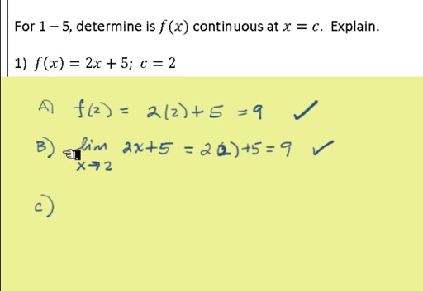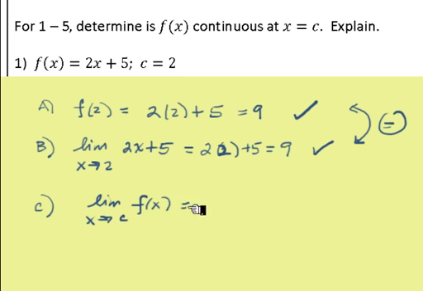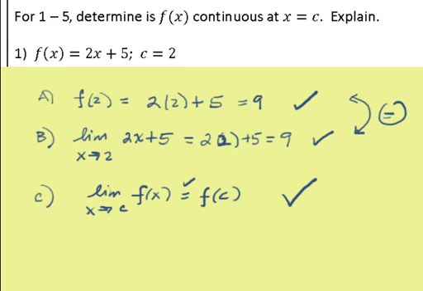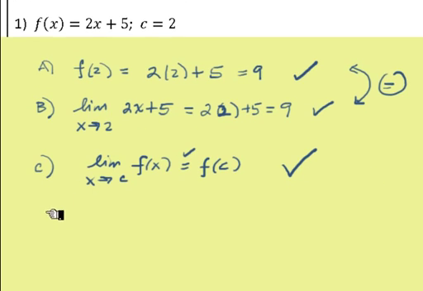And C asks, are A and B equal to one another? Well, yes, they are. They're equal. So that means that the limit as x goes to c of f of x is equal to f of c. So C is true as well, and we have yes, continuous.